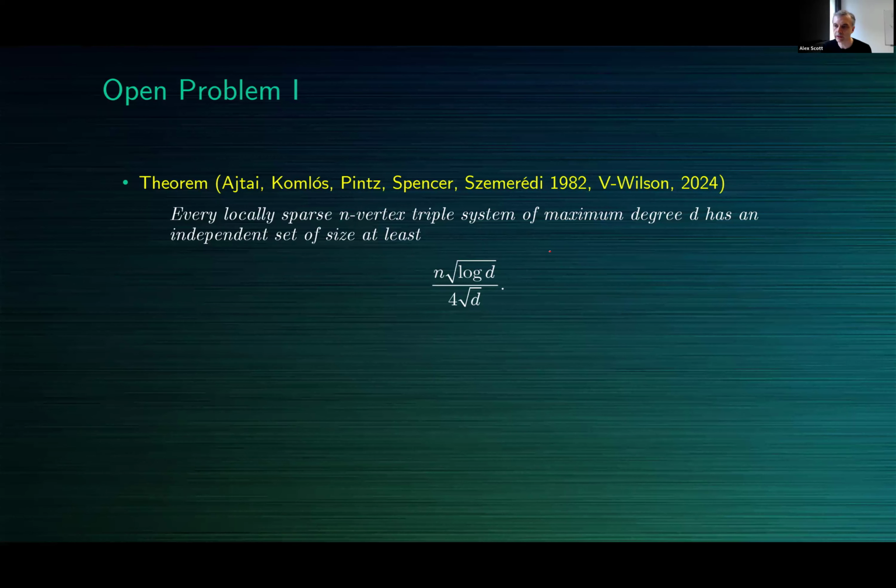What does locally sparse mean? You can take that to mean linear: no two triples intersect in two points. And so what you'd like to do is uniformly sample an independent set and show that on average it's big. That does not work. We cannot do what Shearer did. And in fact, we found that Shearer asked about it: how do you do this for triples?